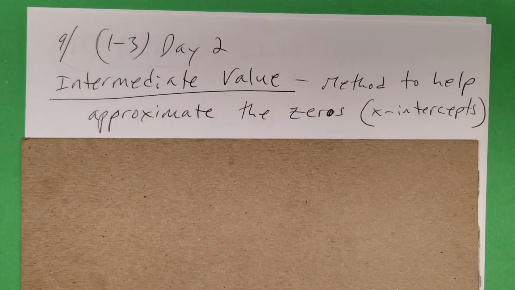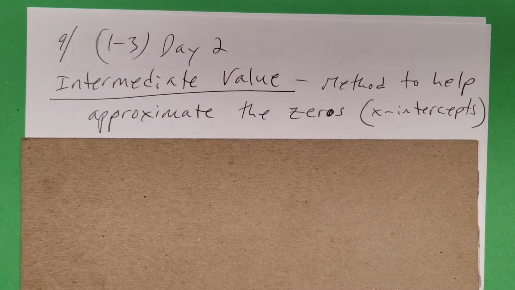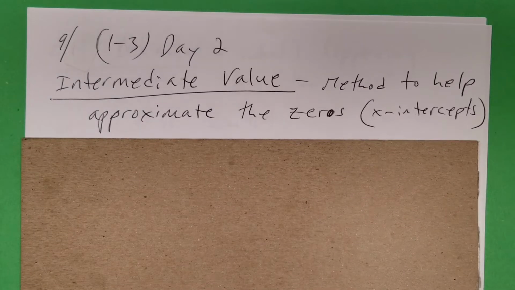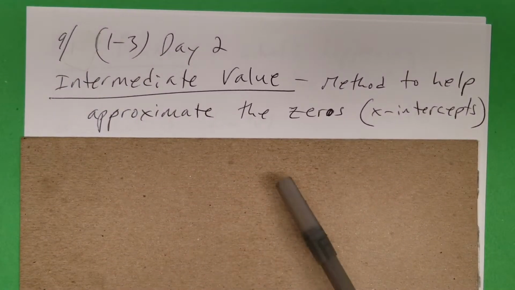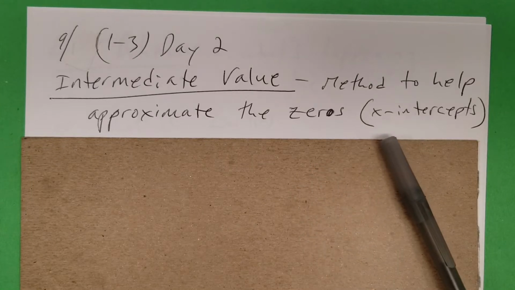We're going to talk a little more about intercepts, and then we're going to talk about end behavior, what happens to the graph at the ends. There's something called the intermediate value method. It's a method to help us approximate the zeros, which is another way of saying x-intercepts.